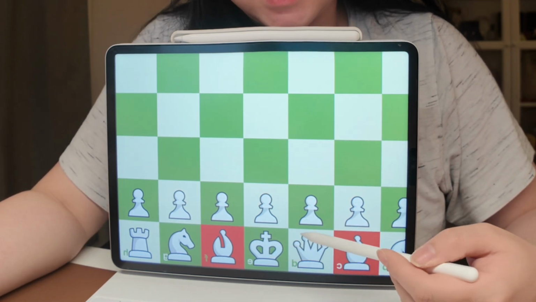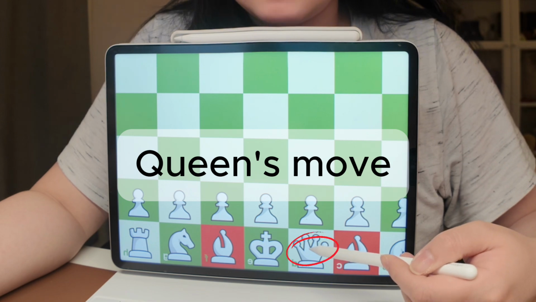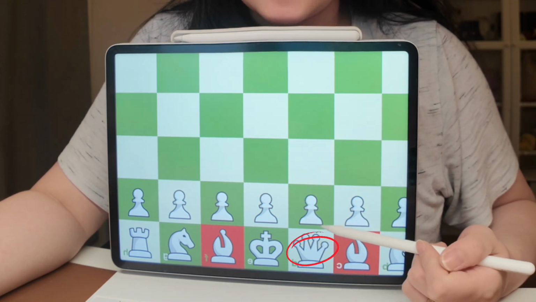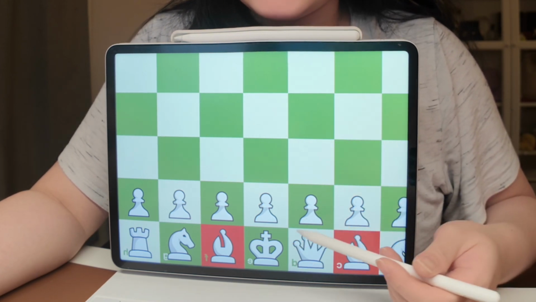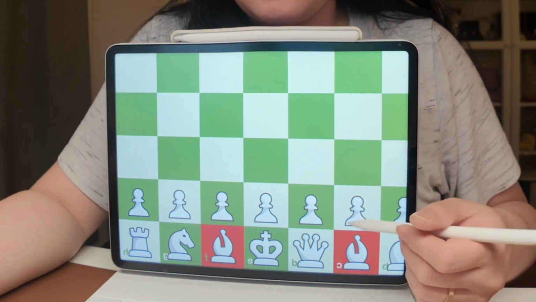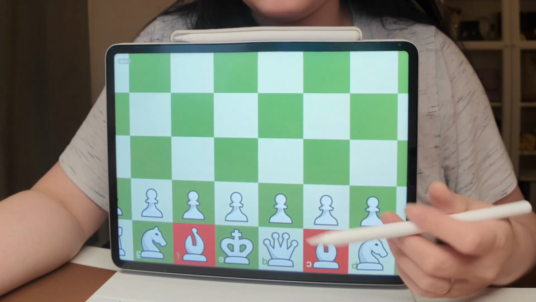Next to the king is the queen with the crown. The queen is the most powerful piece on the chessboard, I would consider, because the queen can go forward, backward, sideways, and diagonally, as far as it likes or as close as it likes. And it captures in that fashion as well. So the queen's very powerful.